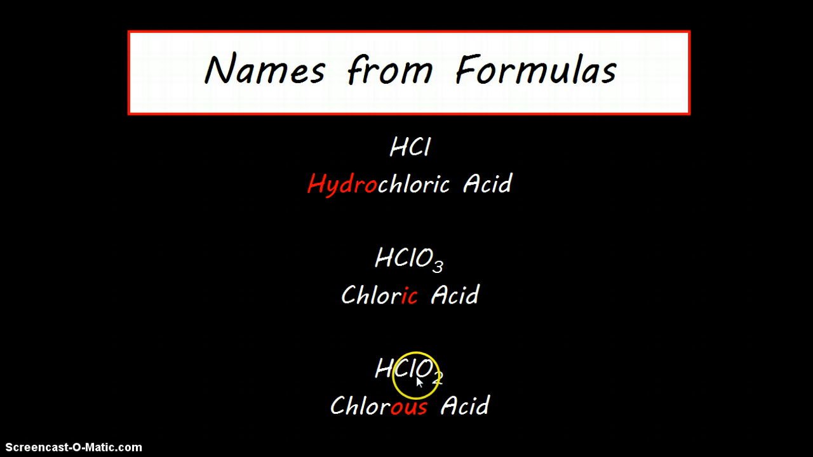ClO2 is chlorite. Now, again, we can't call it chloric acid because chloric acid is this one, and they're not the same thing. So they decided, again, that if it ended in ITE, we use OUS at the end. So this would be chlorous acid. No hydro because, again, it's polyatomic. All right. So what we've done here is we've basically shown you all the different things you need to know about an acid.